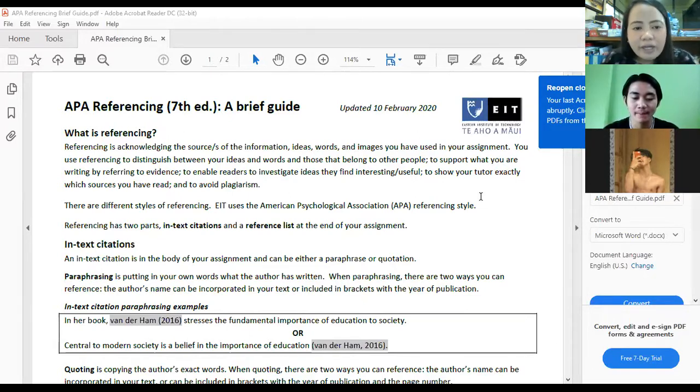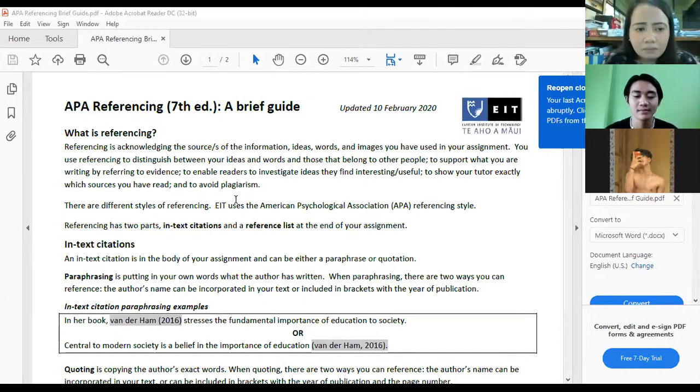There are different styles of referencing. We use different styles, but what I will discuss today is APA referencing, 7th edition, because this is what we will use in our research. There is also the Chicago type of referencing and so on and so forth. There are many more, but I will only mention what we will use.